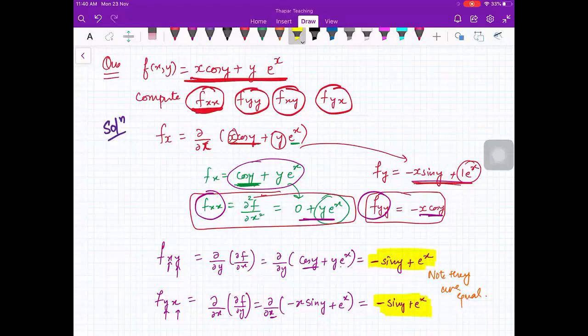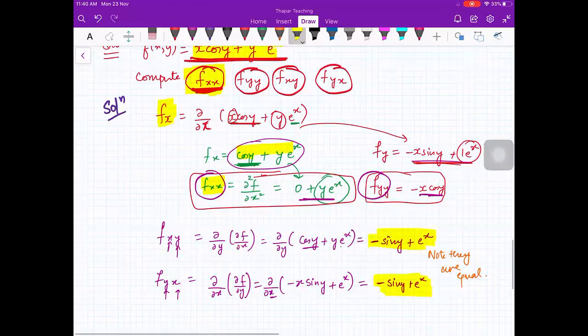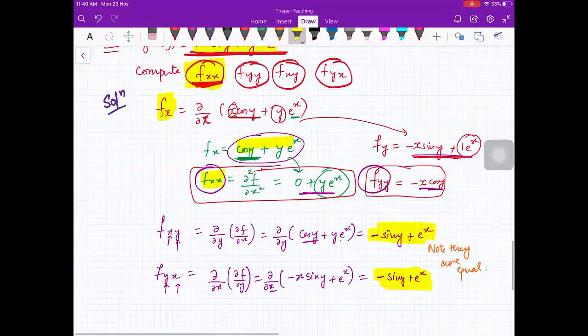Yes, ma'am. So first of all, you will compute fx. When you compute fx, you have to treat y as a constant. So when you differentiate with respect to x, you will get cos y plus y e raised to the power x. Ma'am, I just have the doubt in fxy, can you please explain that only? fxy, yes, that means first you have to differentiate with respect to x and then with respect to y.